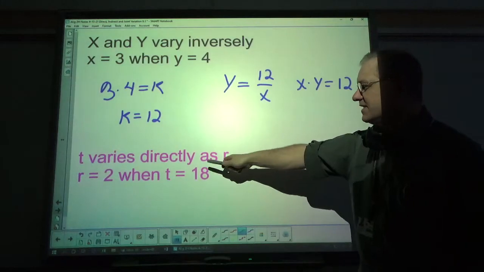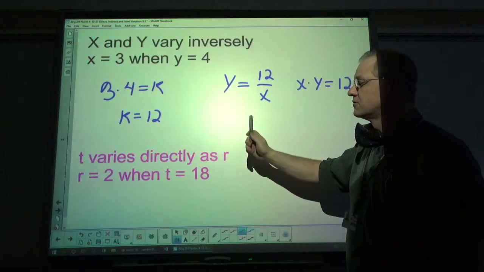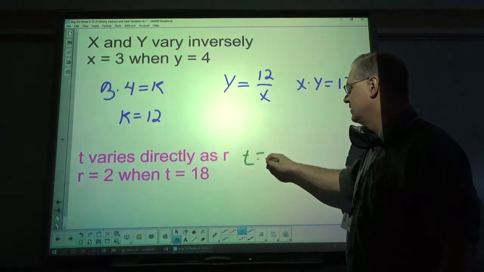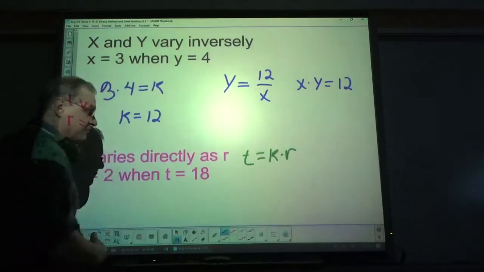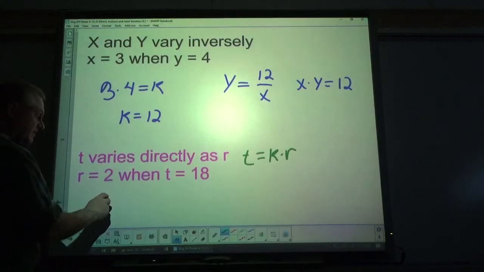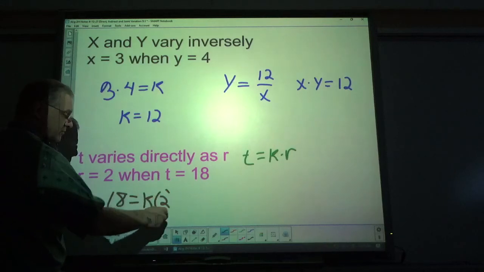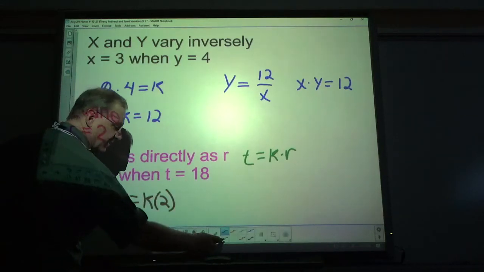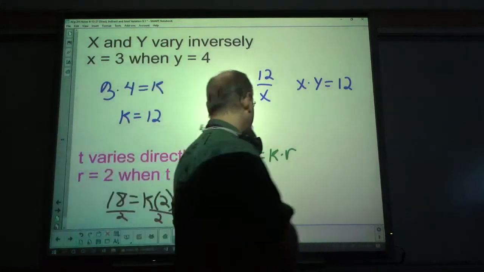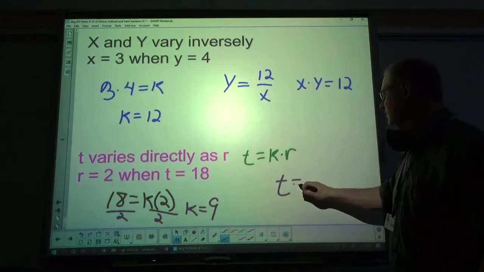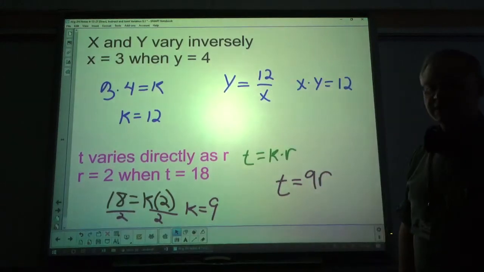Please notice t varies directly as r, directly. So t equals k times r. I need to find the equation. T, 18, equals k times r, 2. So if I divide both sides by 2, k is 9. So therefore, t equals 9r. That's how you write that one.